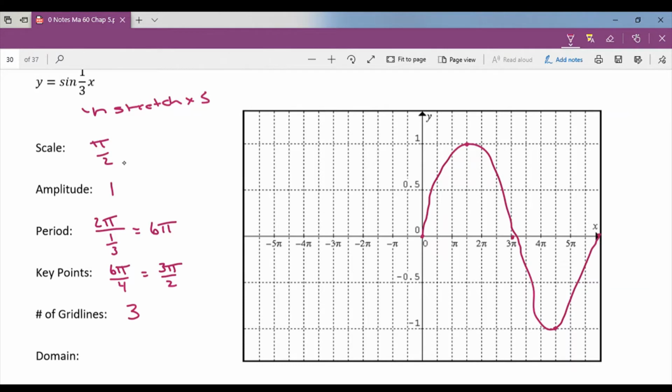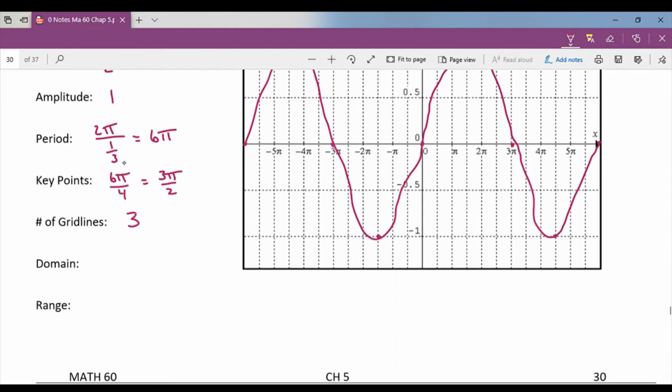And then we go in the other direction, 1, 2, 3 grid lines down to -1, 1, 2, 3 grid lines back up to -3 pi, or 0, sorry. 1, 2, 3 grid lines up to 1, and 3 grid lines back down to 0. And then there's 2 cycles of this sine graph. The domain of this graph is x ∈ R, and the range is -1 to 1. Oops.